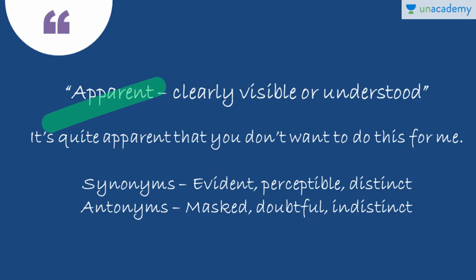The next is antonyms. The first antonym is masked. Now when I'm saying masked, then it actually means something which is concealed, something which is hidden, which is not visible, and that is just the opposite meaning of apparent. The next is doubtful.